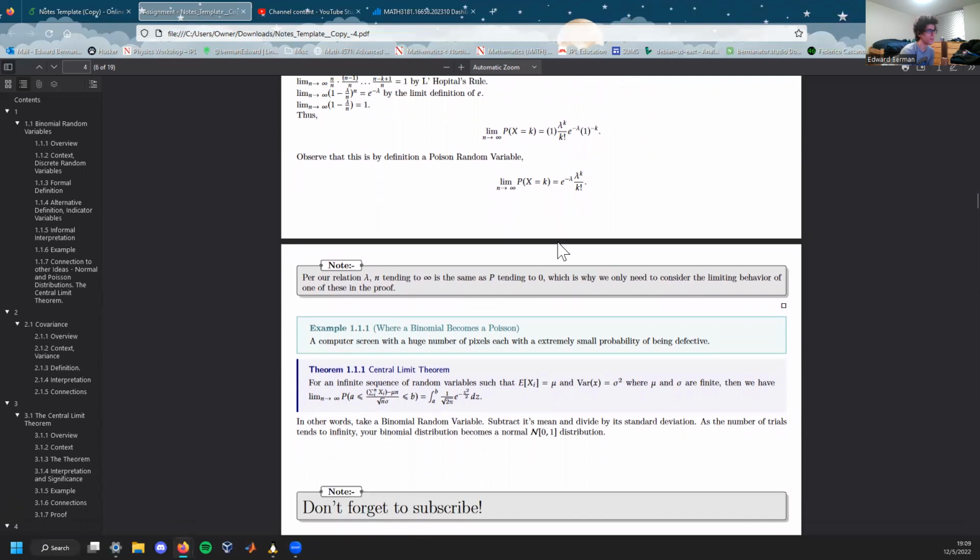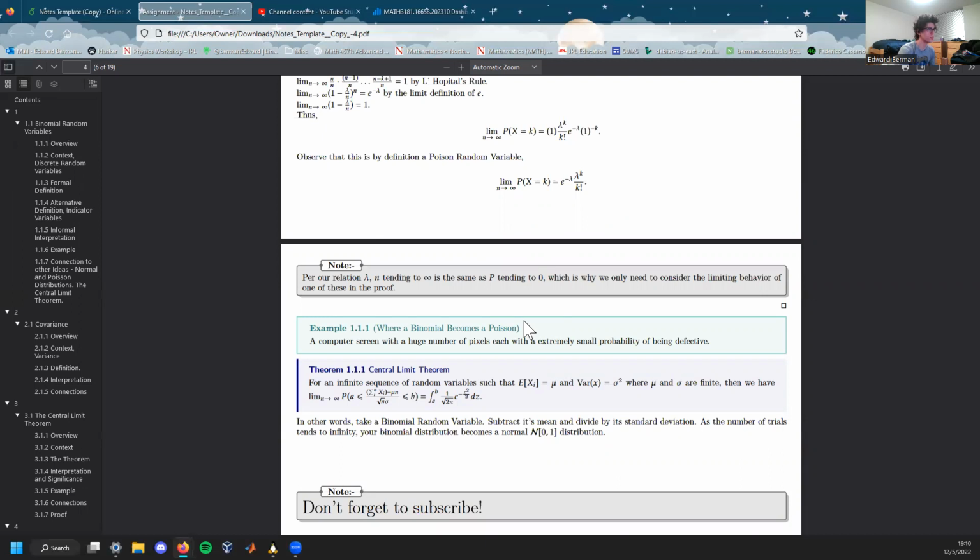And this is useful because it allows us to answer questions about things where we have lots of data points, lots of samples rather, but each of them have a very small probability of happening. For example, a computer screen with a huge number of pixels, each with an extremely small probability of being defective.